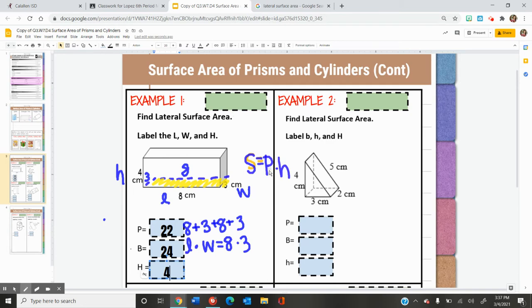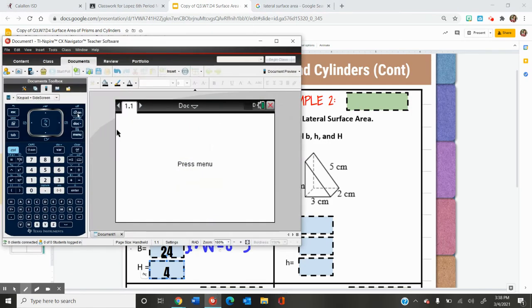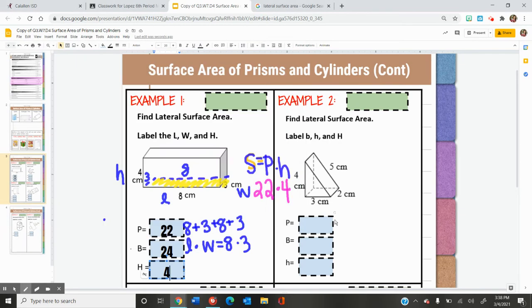Now we're going to go ahead and plug this into my formula. So surface area equals perimeter times height. Again, I'm just looking for the area of the faces of this prism. I do not want the bases. So the perimeter was 22 times the height of my prism, which was 4. Whenever I put 22 times 4 in my calculator, you should get 88. So here, this is going to be 88 centimeters squared. Our lateral surface area is 88 centimeters squared.